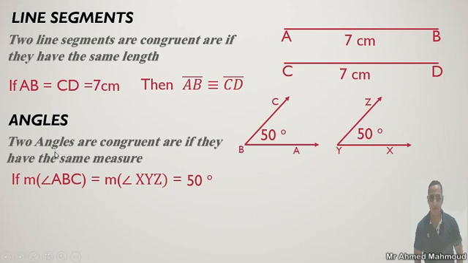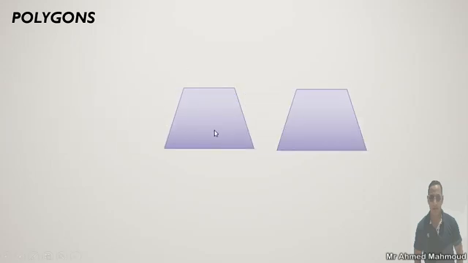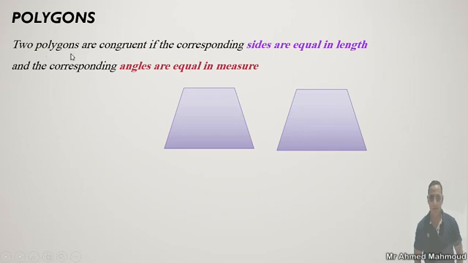Next, we are going to learn the congruence of the polygons. The word polygon means any closed broken line like the triangle, the square, the rectangle, rhombus, and so on, pentagon, hexagon. All these kinds of figures are polygons. Okay, let's say we have a polygon like this and another one like this. For those two polygons to be congruent, the sides must be exactly the same, and the angles must be the same. Okay, then two polygons are congruent if the corresponding sides are equal in length and the corresponding angles are equal in measure.